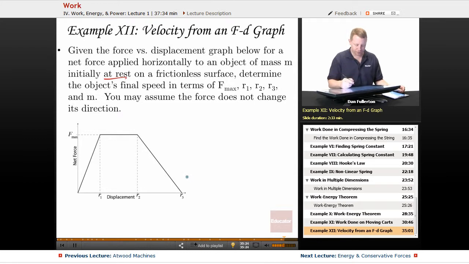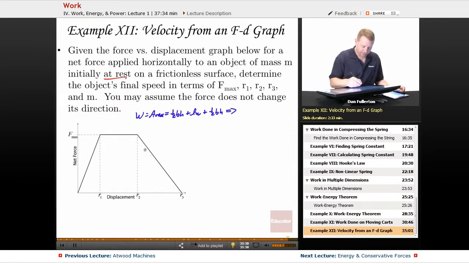Well, we've got a force versus displacement graph. If we want the work done, we could take the area of that, and if the work is the change in kinetic energy, we can go from there to solving for velocity. So, work is going to be the area under our graph, which is 1/2 base times height, plus length times width of this second rectangle, plus 1/2 base times height for this third triangle, our third section of the curve.